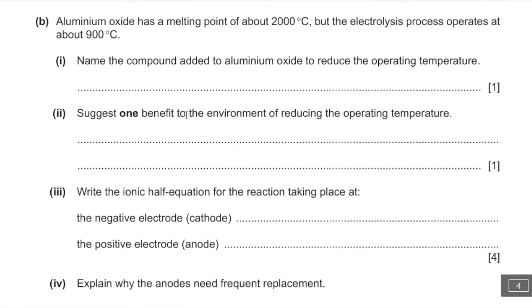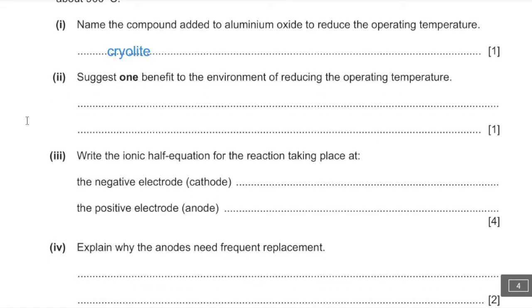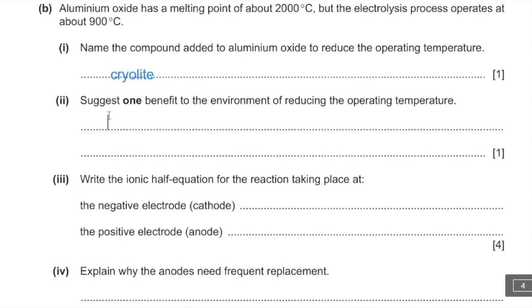B. Aluminium oxide has a melting point of about 2000 degrees Celsius, but the electrolysis process operates at about 900 degrees Celsius. 1. Name the compound added to aluminium oxide to reduce the operating temperature. This is cryolite. 2. Suggest one benefit to the environment of reducing the operating temperature. So reducing the operating temperature reduces the amount of carbon dioxide which is emitted. So it decreases.